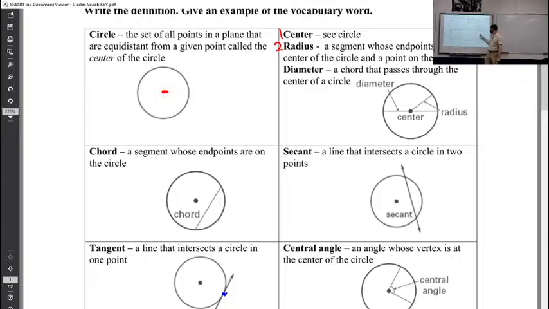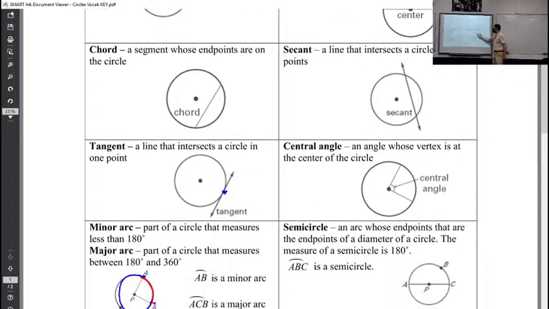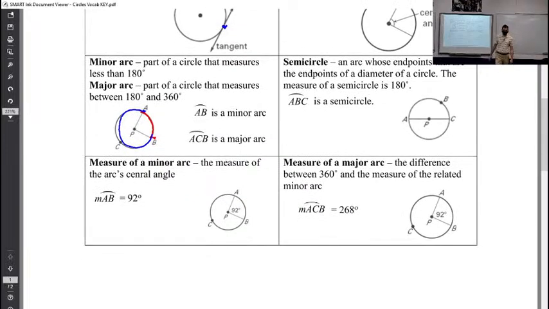A secant line is going to cross through inside the circle. If it doesn't cross through the circle and just grazes by on one point on the circle, that's called a tangent line. Central angle, it's an angle in the center. We have two types of arcs. We have the minor arc, it's the shortest path, and it's less than 180 degrees. And then we have the major arc. We're going to use three letters to name it because we need to go the long way around. It's going to measure more than 180 degrees.